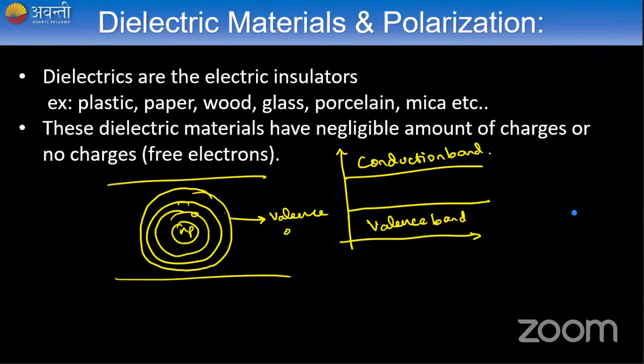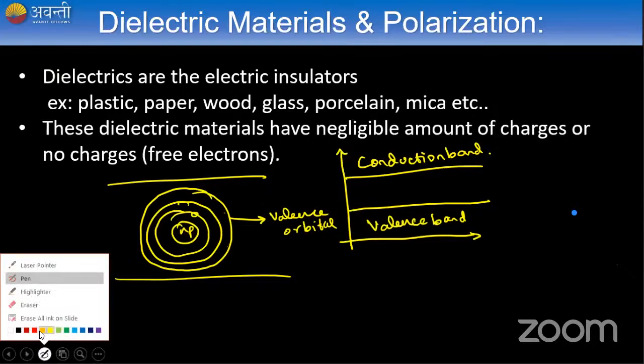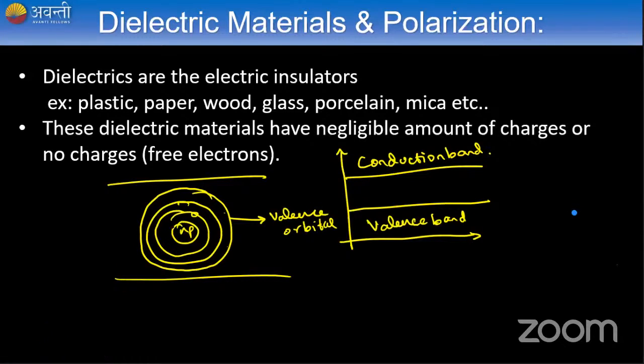What is a valence orbital, guys? Please help me with the chemistry. Yes, we have the valence orbital. So what happens in this valence orbital? What will be present in this valence orbital?